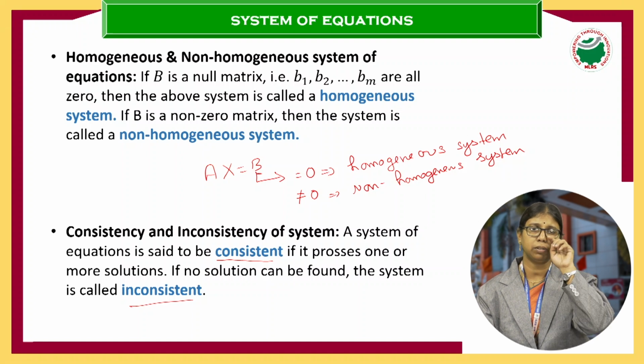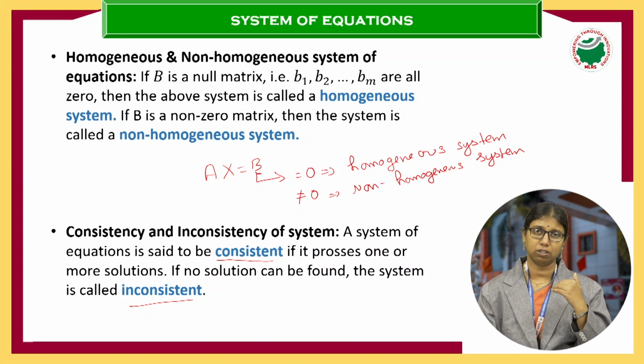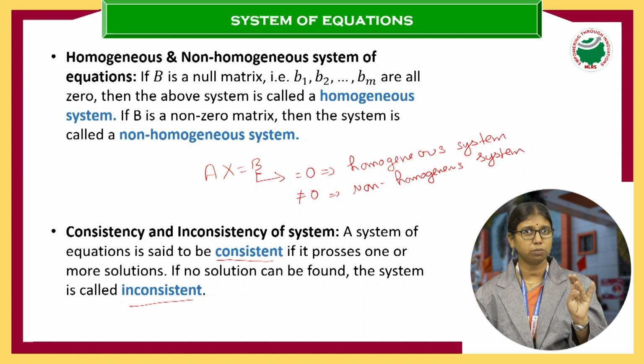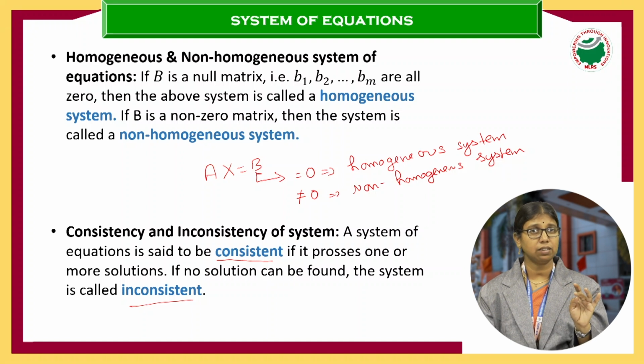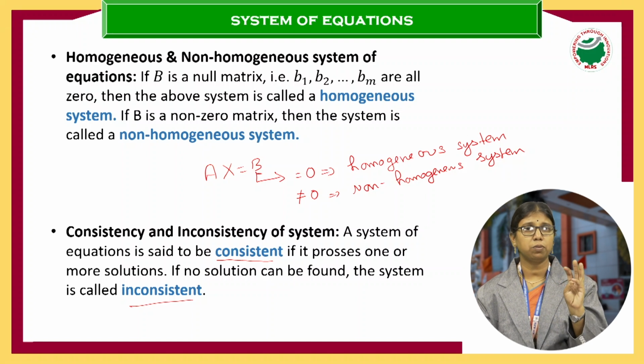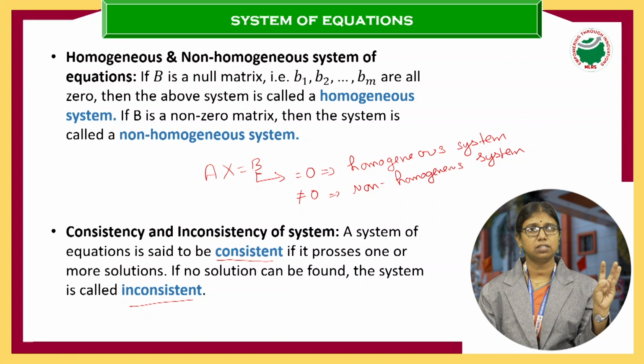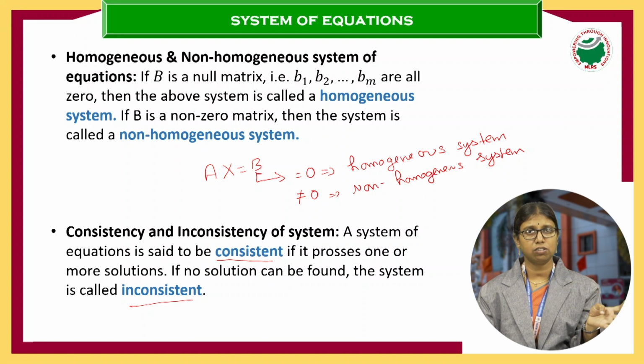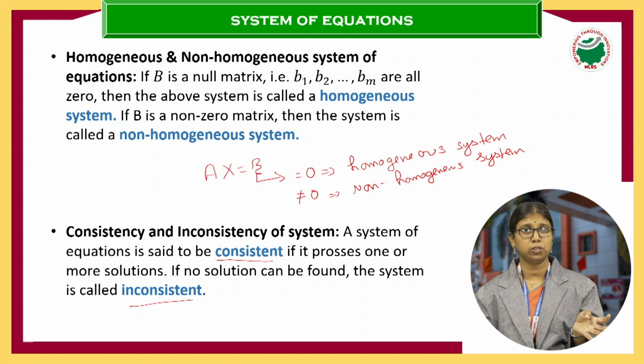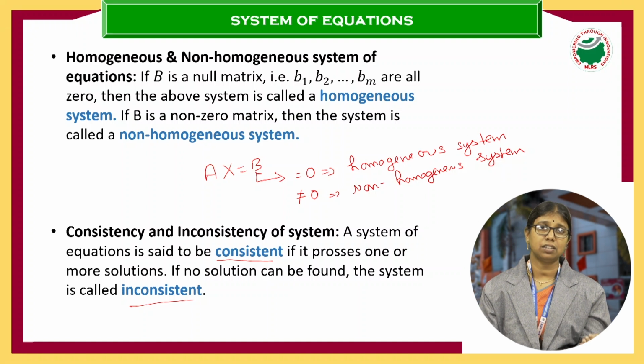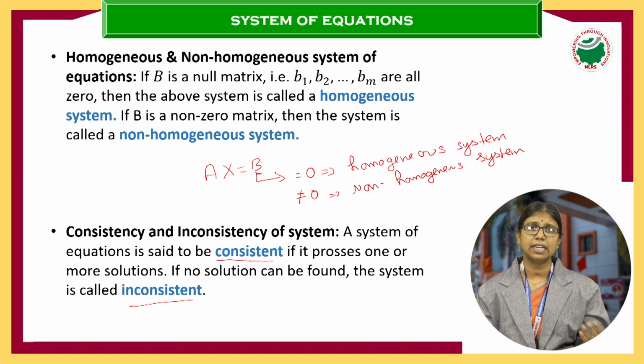So these are the basic terminologies you have to know when you are doing problems on systems of equations. You have to know what is homogeneous, what is non-homogeneous, what is consistency, what is inconsistency. Homogeneous means if each and every element in the constant vector is 0, then the system is homogeneous. If it is non-zero, the system is non-homogeneous. Consistency means the system has a solution. Inconsistency means the system has no solution.